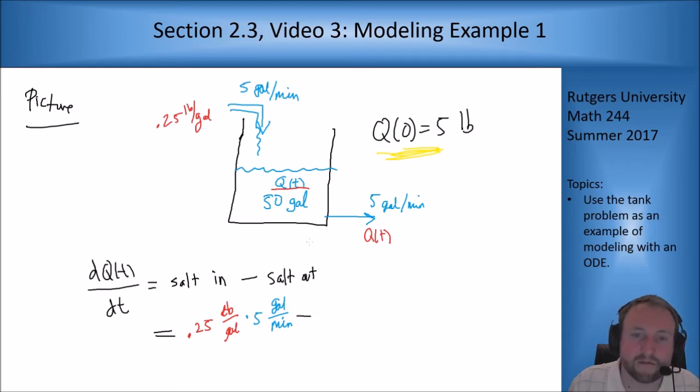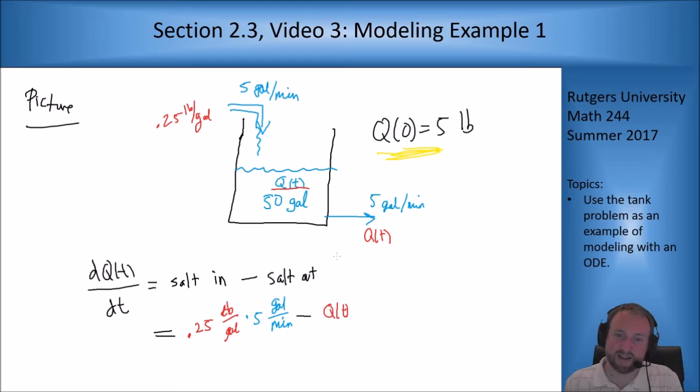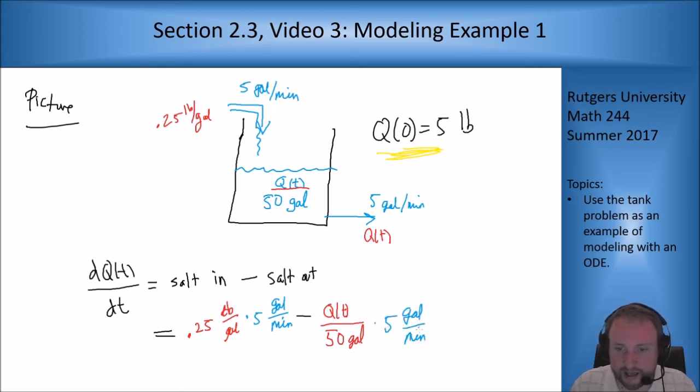We can do the same thing for our outside flowing out. It's flowing out at Q of T pounds, but this is pounds. This is not pounds per gallon. Right over here, I had pounds per gallon, so I need pounds per gallon. How do I get pounds per gallon? I divide by the 50 gallons in the tank. And then I multiply that by 5 gallons per minute. So again, everything on this side is in pounds per minute, which is what I need. The units have to work out for this to be set up right.